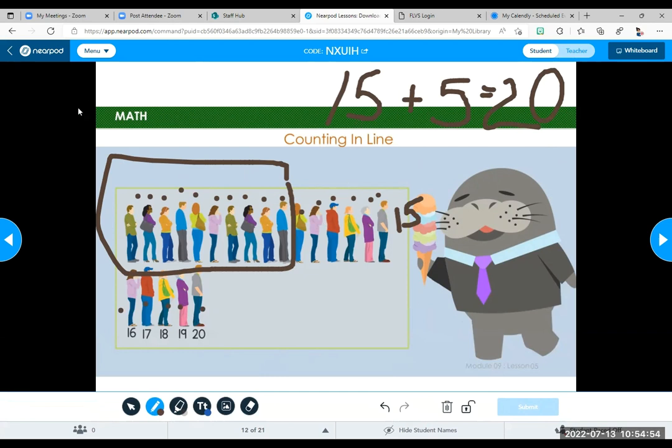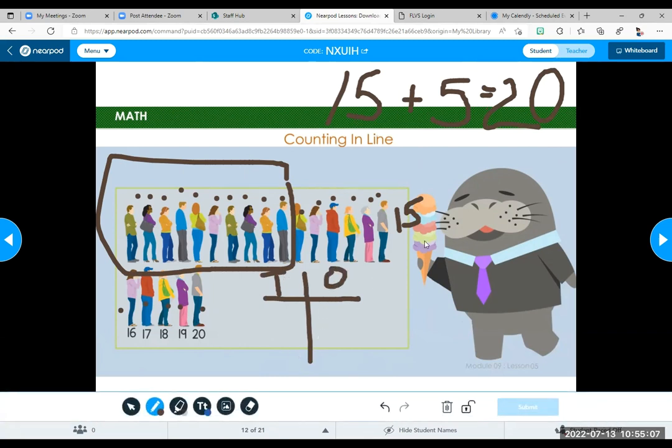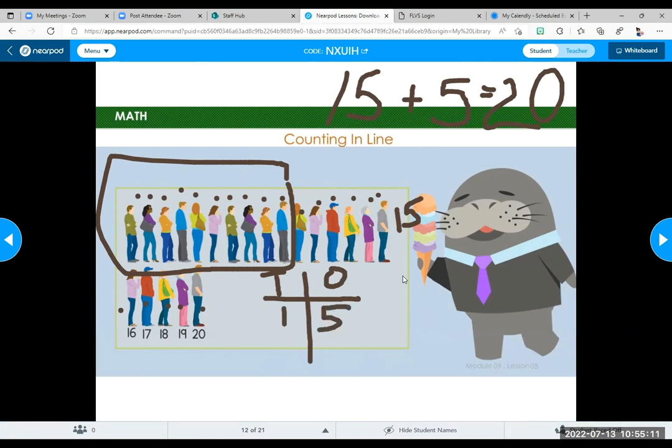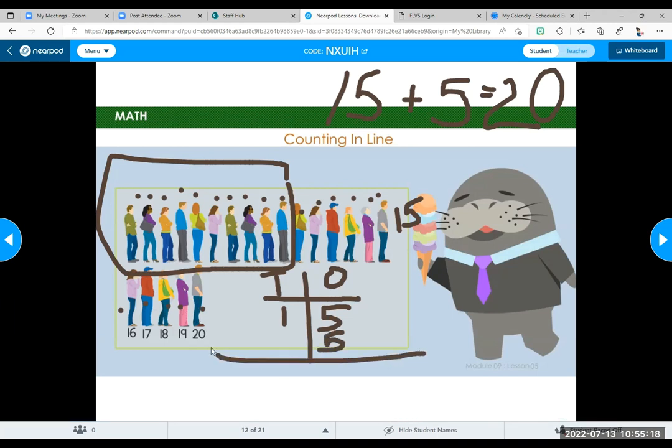Well, one more thing I want to mention is remembering the T-chart. The T-chart that mom's going to teach you, tens and the baby ones left over. Okay, so this was 15. And then we have 5 more. 1, 2, 3, 4, 5. And we can add these together.